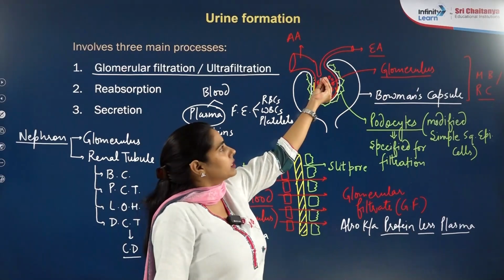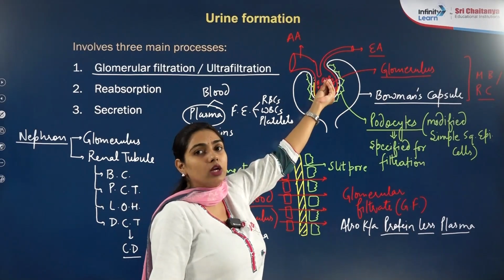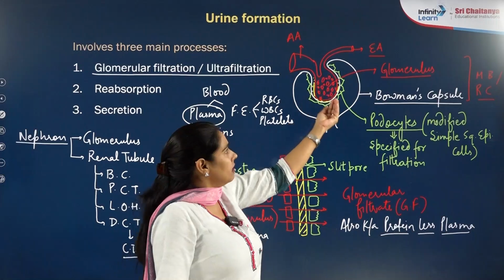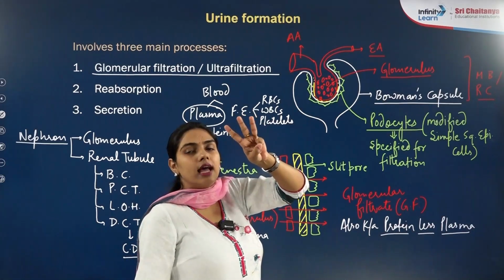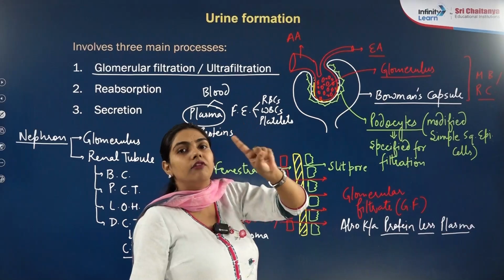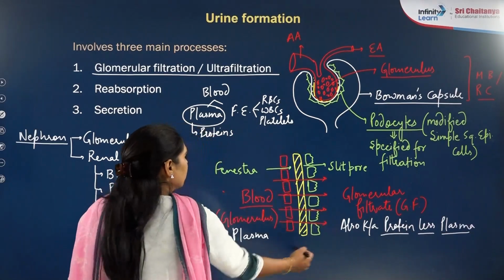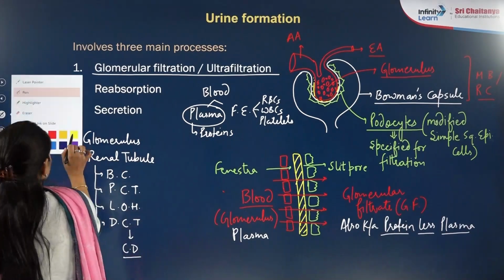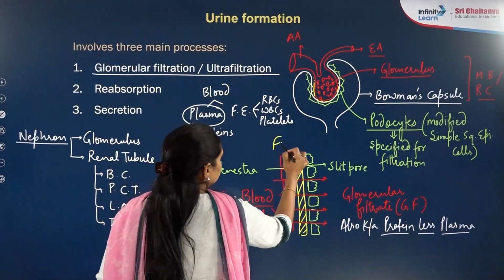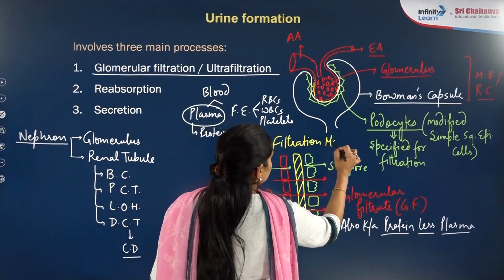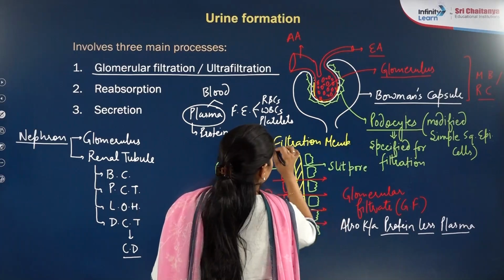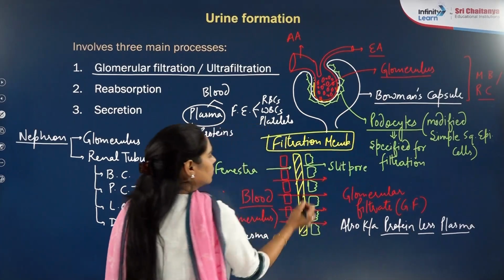What is there in the Bowman's capsule? Glomerulus. What is there in the glomerulus? Blood. Blood will get filtered through three membranes, three layers, and these three layers make a filtration membrane. This is a filtration membrane. Filtration membrane is made up of how many layers? Filtration membrane is made up of three layers.